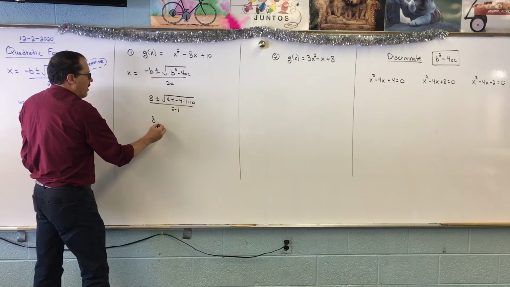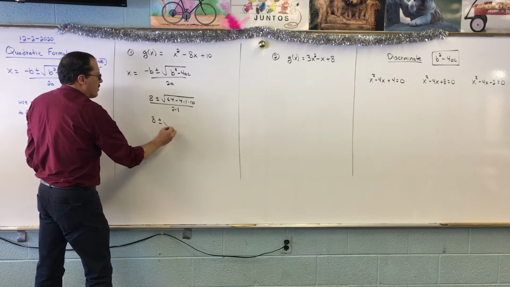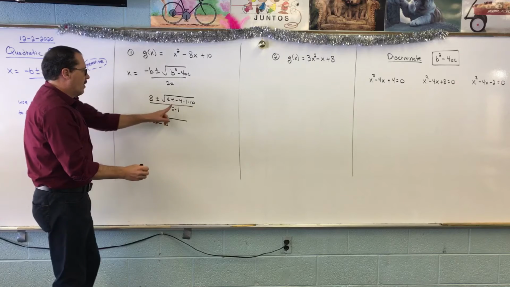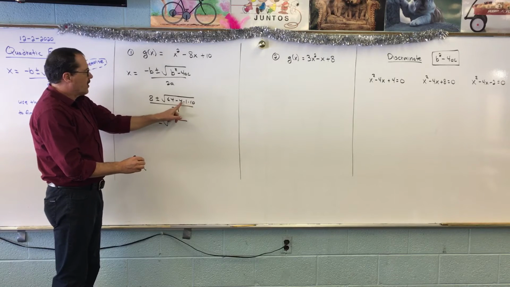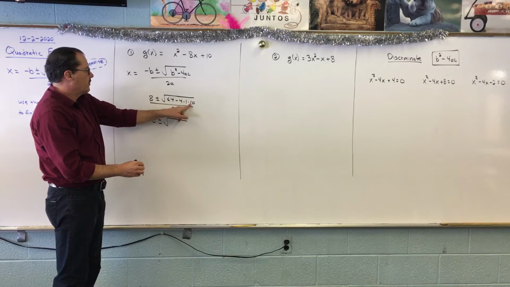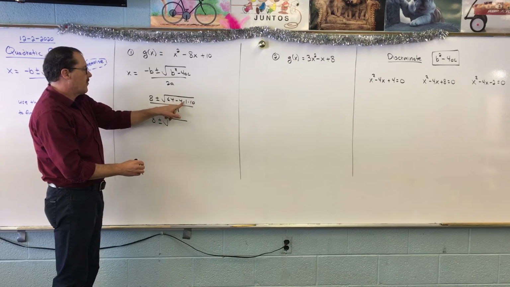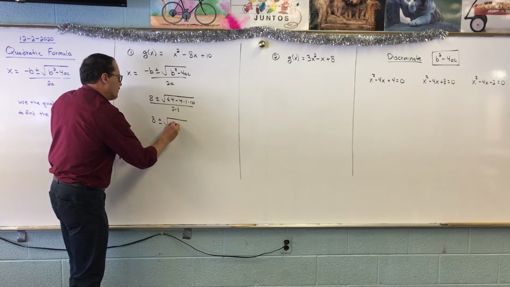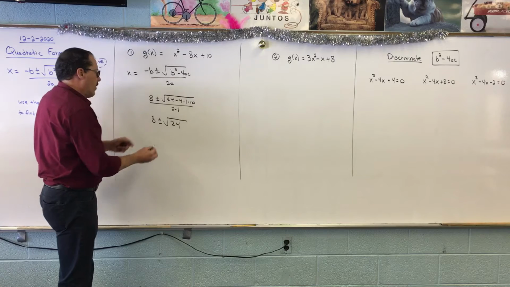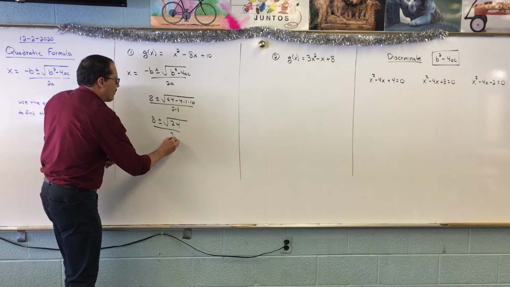So then we get 8 plus or minus the square root. I always do this side over here first. 4 times 1 is 4 times 10 is 40. And then 64 minus 40 is 24. And so that part's done. And then that'd be all over 2.